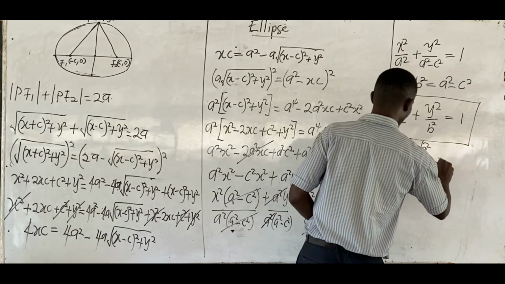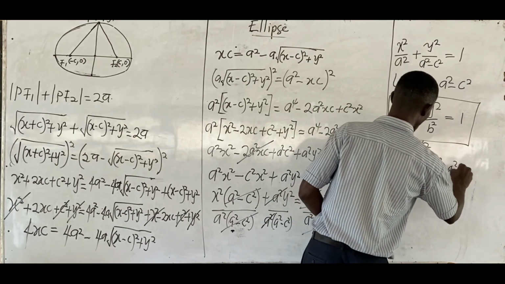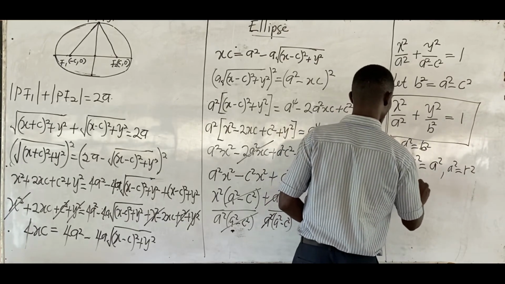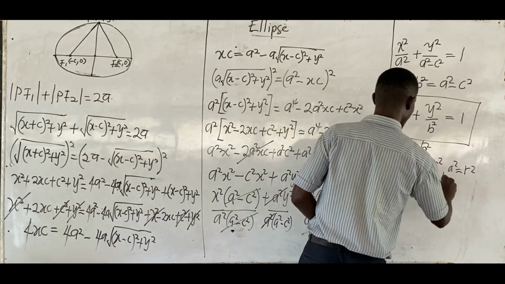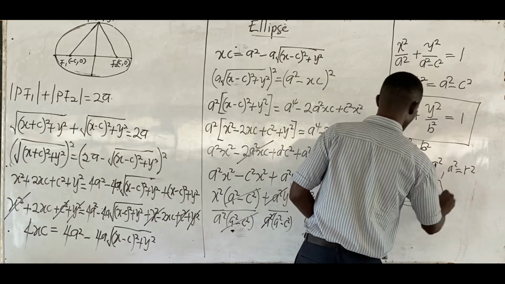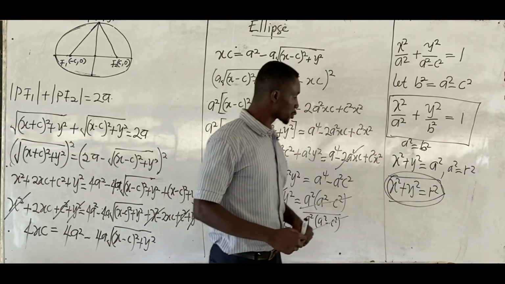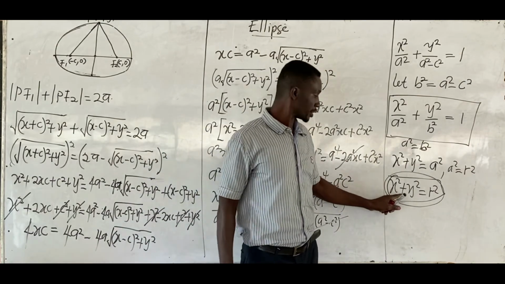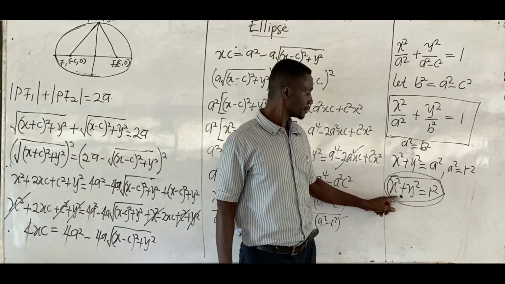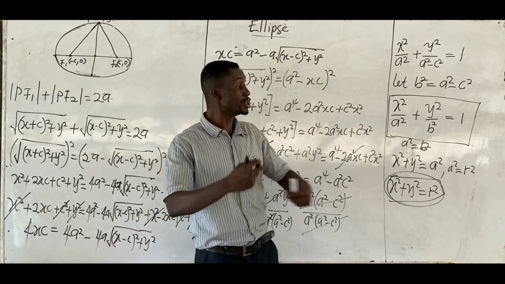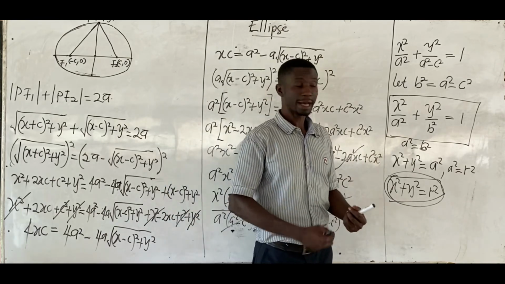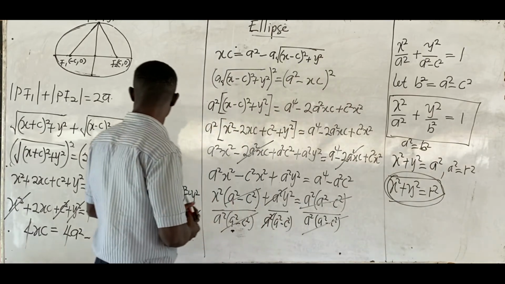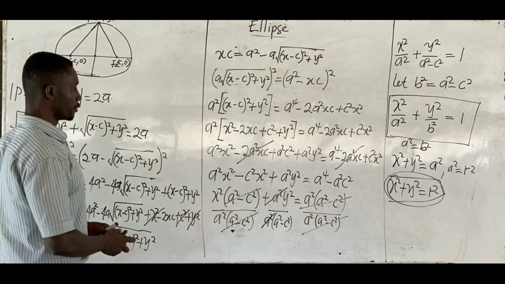And therefore, if a squared is equal to r squared, you see that we get x squared plus y squared is equal to r squared. And this beautiful formula is also the equation of a circle whose center is at the origin. In that case, you see the relationship between a circle and an ellipse. So let's have an example on how to solve for an ellipse.